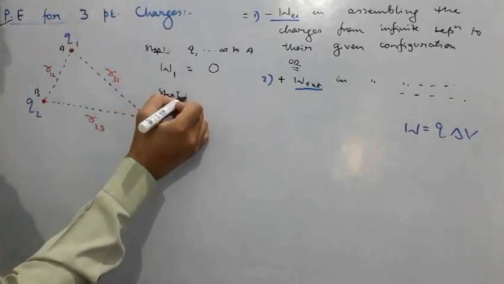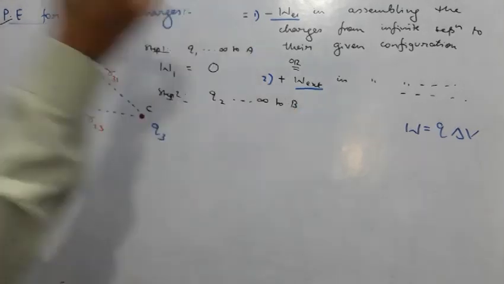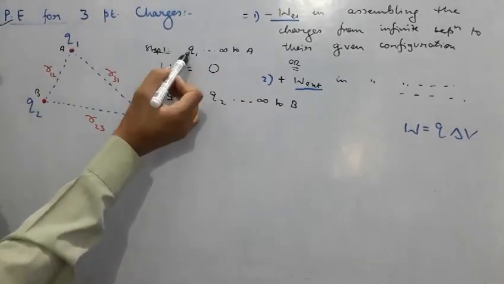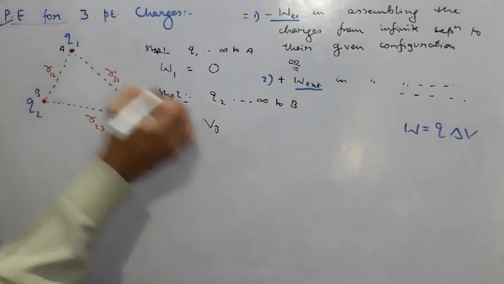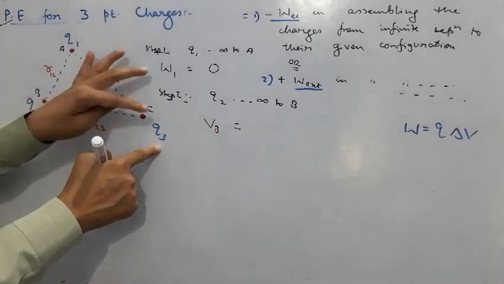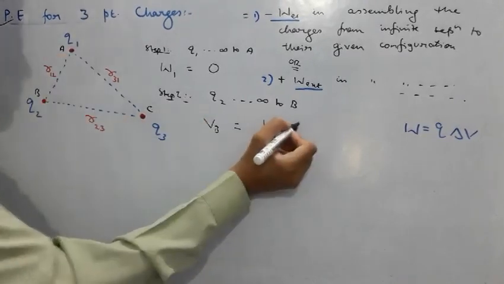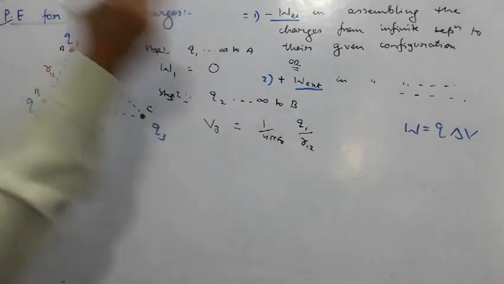Now what will be our step 2? Step 2 will be to bring charge Q2 from infinity to its position, that is B. Since we have already brought charge Q1, at B there is already some potential. That potential is due to whom? That is due to Q1. Q3 we have not yet brought. You should understand that. So VB will be how much? 1 upon 4 pi epsilon naught times this charge, that is Q1, upon this distance, that is R12.